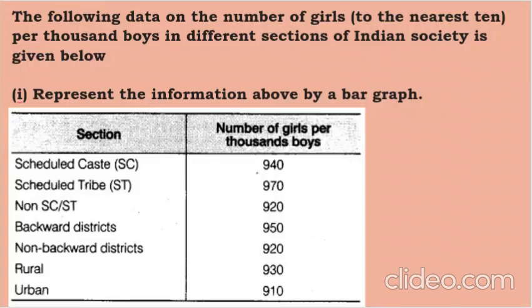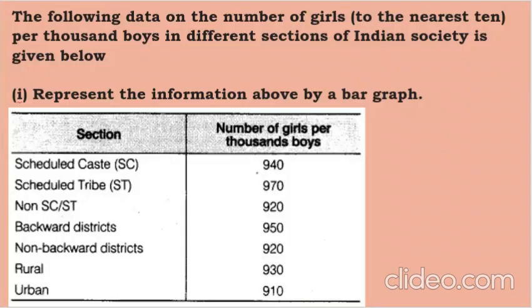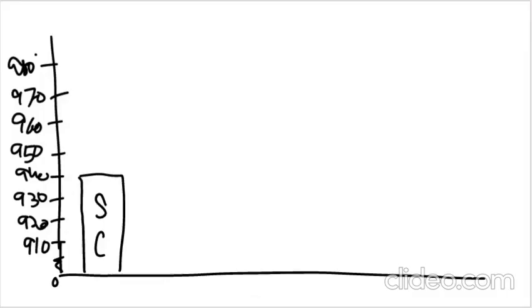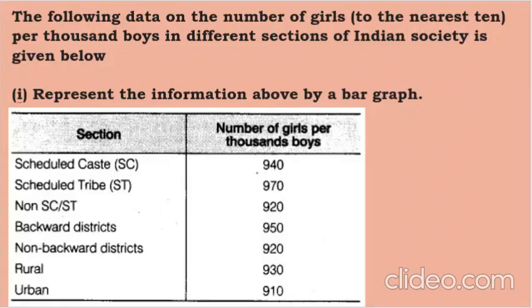Now we will plot the bar graph. First one, SC. Scheduled caste is how much? 940. So start here, 940 is here. So 940 is SC. Next one, ST is 970. Now I do not have a scale here, so I'm drawing roughly, but remember that your width and the gap between the bars should be equal.